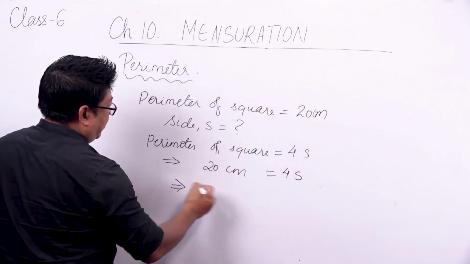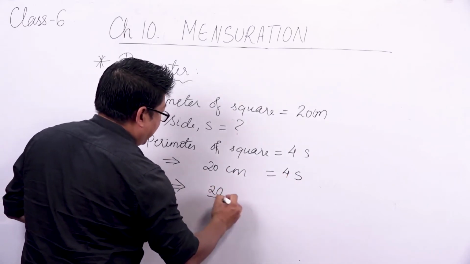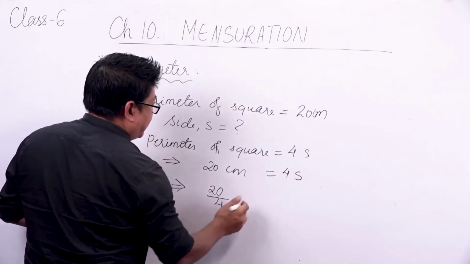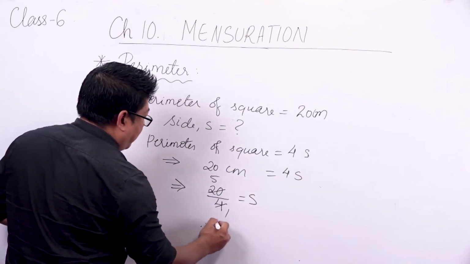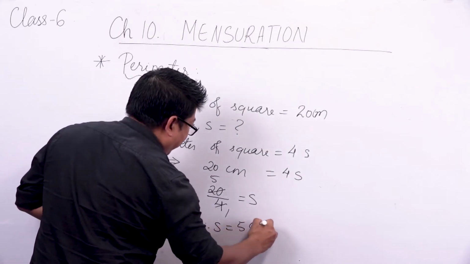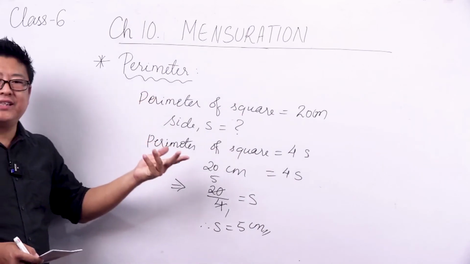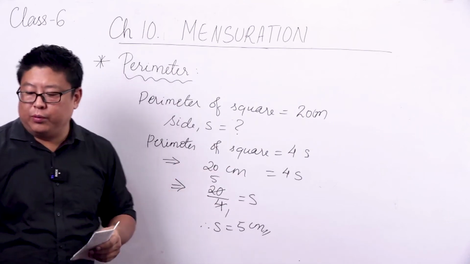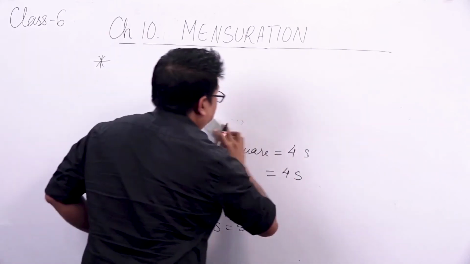Now, what we are going to do is bring this 4 to this side. So, 20 by 4. It is multiply here; when you take it to the other side, it becomes divide. So, 4 into 5 is 20. Therefore, S is equal to 5 centimeter. So, these are the two types of questions that may come. All right. Indirect questions for perimeter. So, with that, we will come to the end of the topic perimeter.